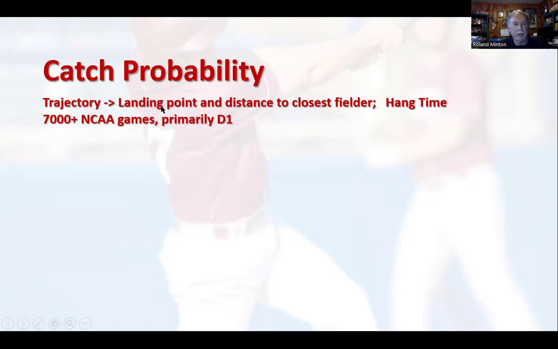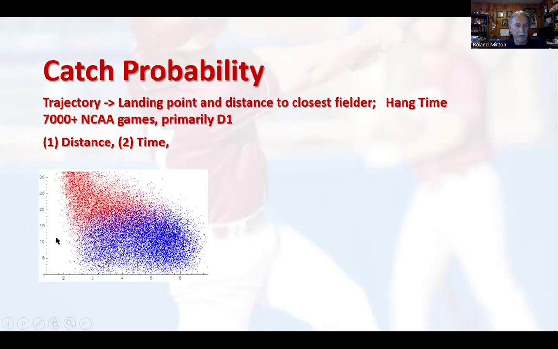From that trajectory, I can compute a potential landing point and then the distance to the closest fielder. The data has hang time in it. I've got over 7,000 NCAA games, almost all Division I. When you get a TrackMan subscription, you get all of the games for any college game that uses TrackMan. So huge data set. Off of distance and time, you can actually do a decent prediction.